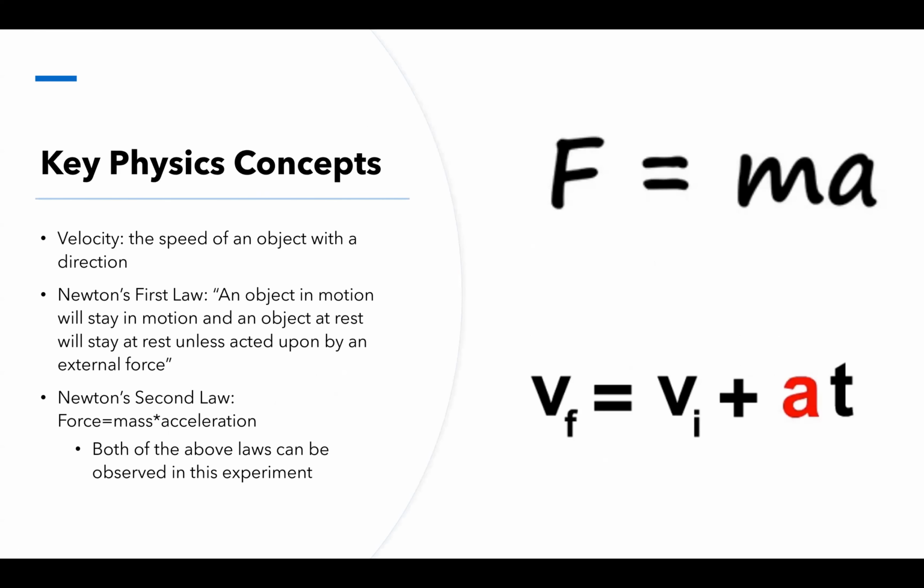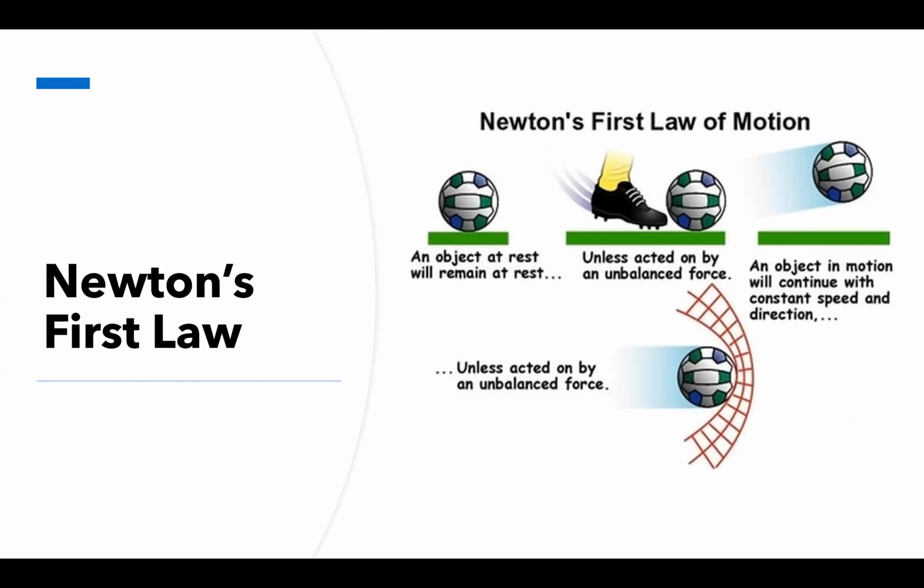Key physics concepts here are velocity, which is the speed of an object with a direction, Newton's first law, which states an object in motion will stay in motion, and an object at rest will stay at rest unless acted upon by an external force, and Newton's second law, which is force equals mass times acceleration, both of which are observed here because of how, with Newton's first law, the baseball is remaining at rest until acted upon by the force of me pushing it, and continues in motion with a constant speed and direction as no unbalanced force is acting upon it.